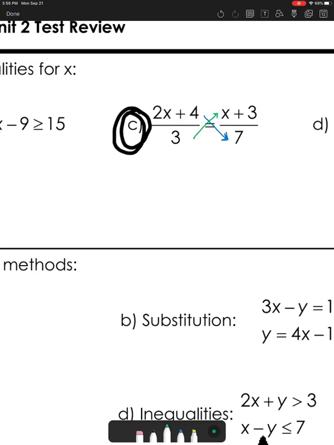Okay, and so I'm going to rewrite this as 7 times 2x plus 4 is equal to 3 times x plus 3. And when I simplify that, I'm going to get 14x plus 28 equals 3x plus 9. And I feel pretty confident that you guys are able to solve for x from here, so I'm going to stop it at this part of the problem, but hope that helps clearing up how to get this problem started when you're given two fractions and you need to solve for x.